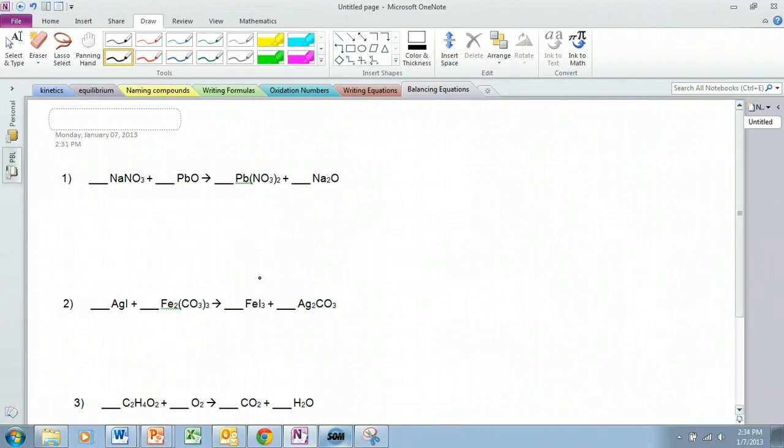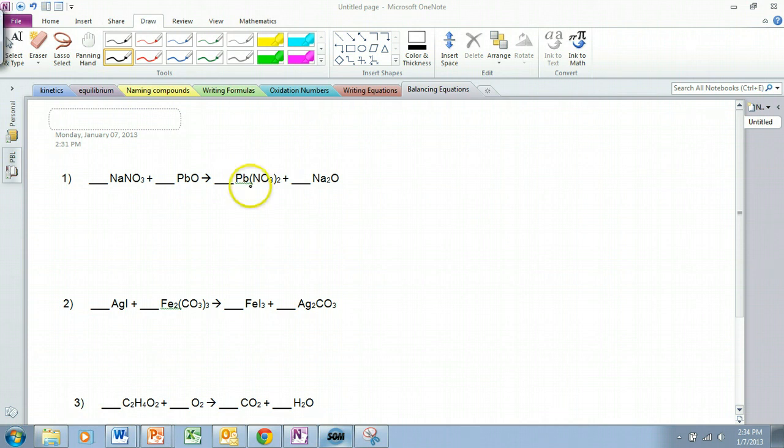Okay guys, now we're going to actually learn how to balance equations. So here I have 3 equations. I may have to move these around just to make sure we have enough room to work. And the first thing I want to do on this equation is identify all the elements that I have present.